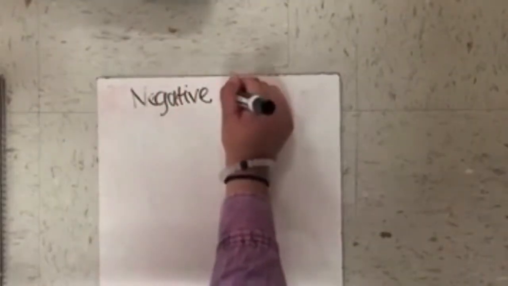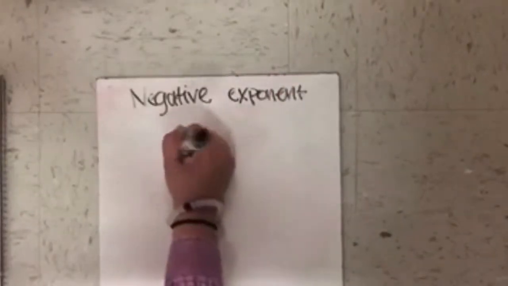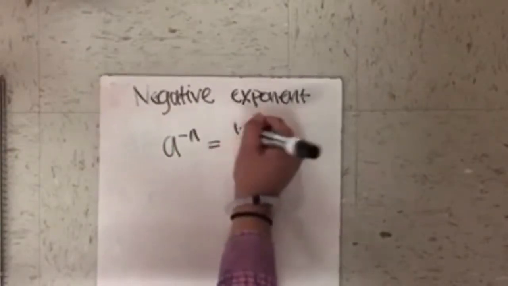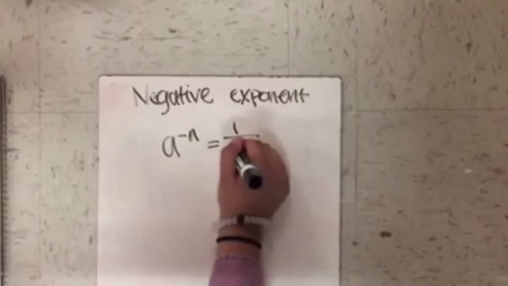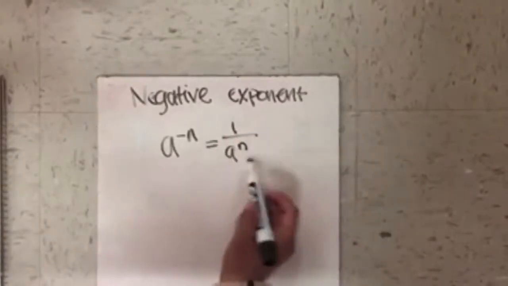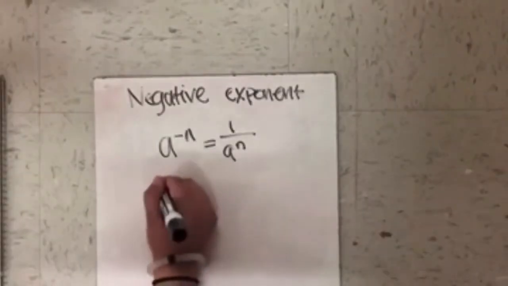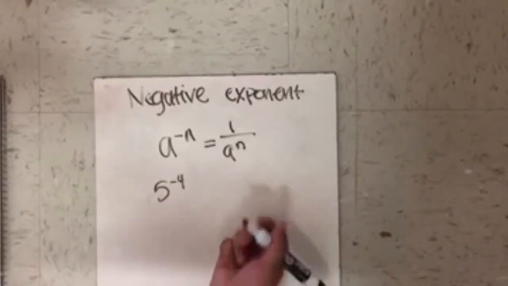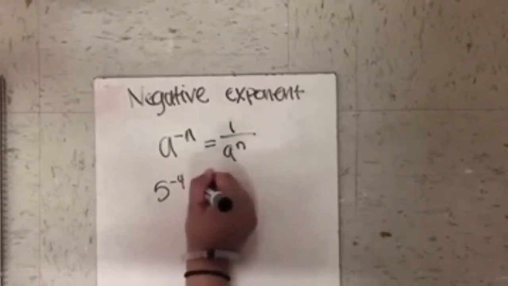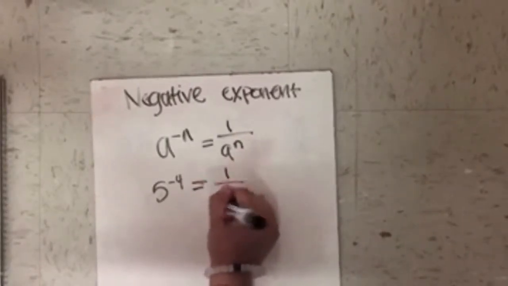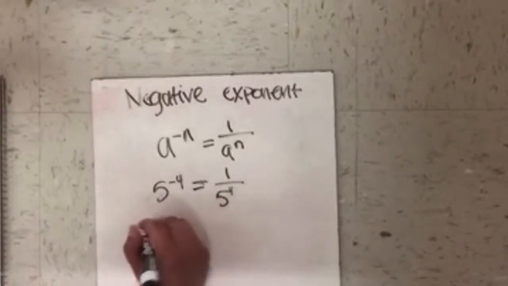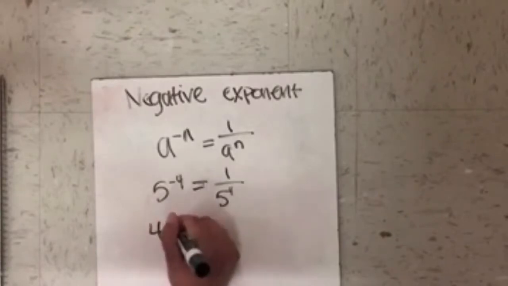Our next one is negative exponents. We will have a to the negative nth power. Whenever you have a negative exponent, you will put it as a fraction, so 1 over a to the nth power in order to keep n positive. So for example, we have 5 to the negative fourth power. So we will put a 1 over 5 to the fourth power. Another example would be 4 times 3 to the negative 7th power.